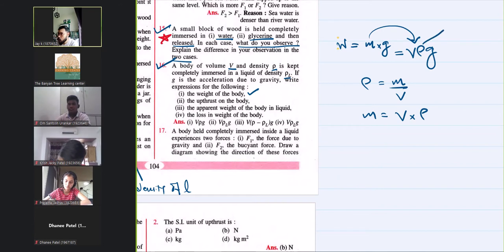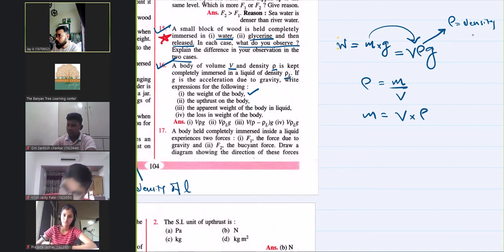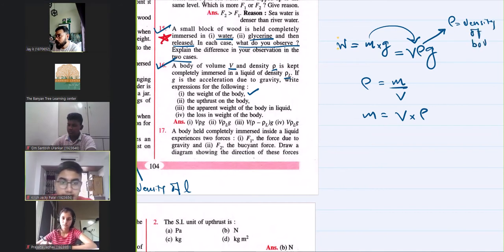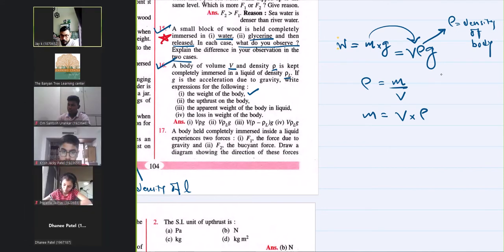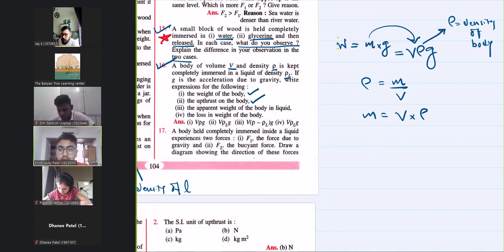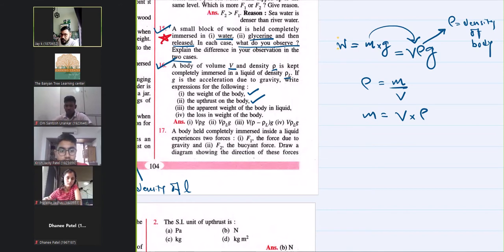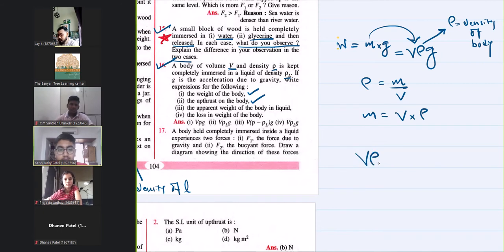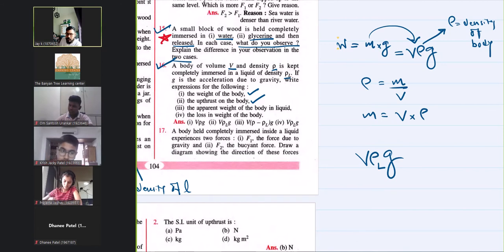Acha, what is the rho over here? Rho is density of the body, not the liquid. Density of body. So V rho G. Remember the formula. Upthrust on the body: here because we are talking about weight, it is the density of the body, right? Exactly. And see the second question. Upthrust on the body. Here, the density will be of the liquid. Exactly. So V rho L G. The same formula, but the density will be of liquid.